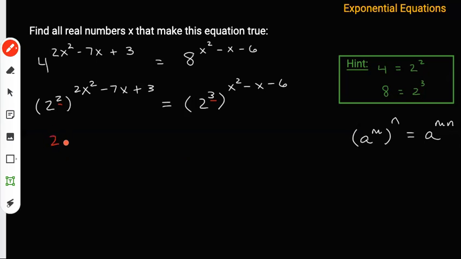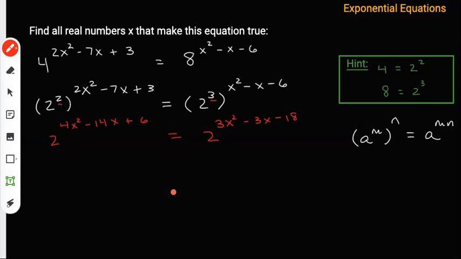So I bring down my base. That's going to be 2. If I multiply all this by 2, I'm going to get 4x squared minus 14x plus 6. All right, so I'm multiplying everything by 2 up there. On this side, I'm going to multiply everything by 3. So I get 2 to the 3x squared minus 3x minus 18.